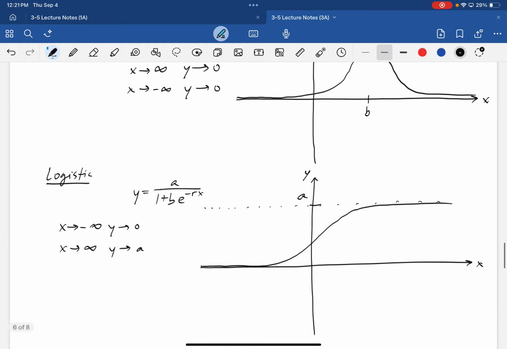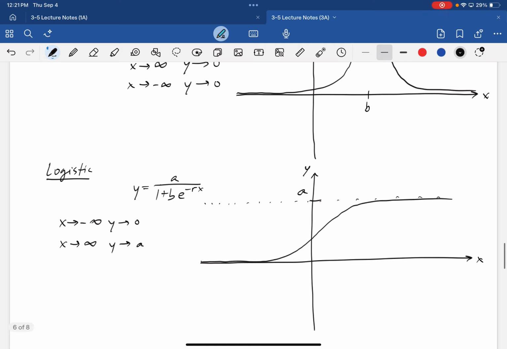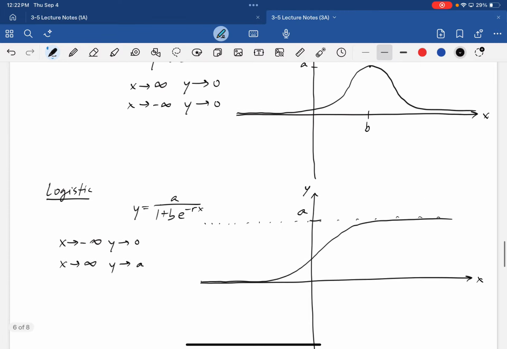Any questions? Yeah, Liam? So that graph's similar to the speed of a car where it keeps on increasing until it reaches max speed and it stays the same. Yes, but that would not really be described by this function. Yeah, but it's a similar shape, I guess.